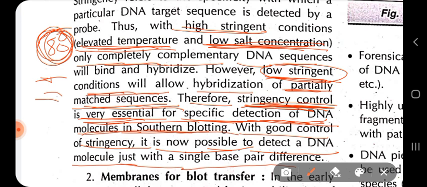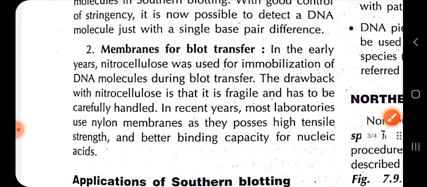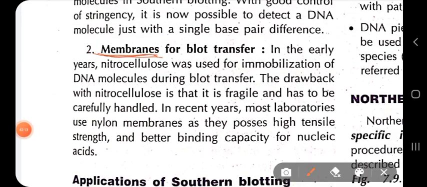sequence. The next is the membrane for blot transfer. What type of membrane should we use? Generally, nitrocellulose membrane is used. In early years it was used for immobilization of DNA molecules. The drawback of nitrocellulose is that it is fragile and has to be carefully handled. That means it can break very easily. So proper care has to be taken. Even a mild mistake can break that nitrocellulose membrane.